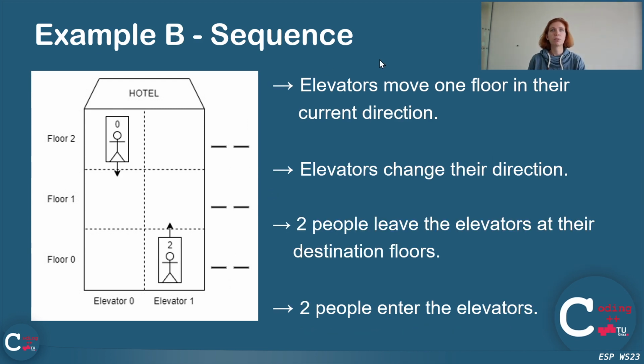Next, the elevators once again move 1 floor in the current direction. Then all elevators have reached the end of their path, so either the top or the ground floor. So all elevators change their direction. The people in the elevators had destination floor 2 and destination floor 0 down here, so those 2 people have left the elevators, and the waiting people have entered those 2 elevators.